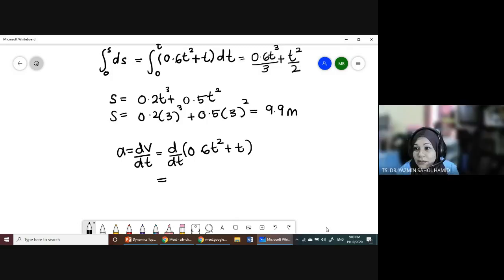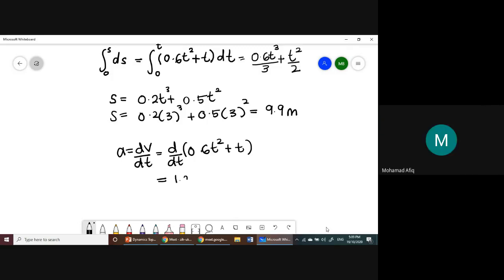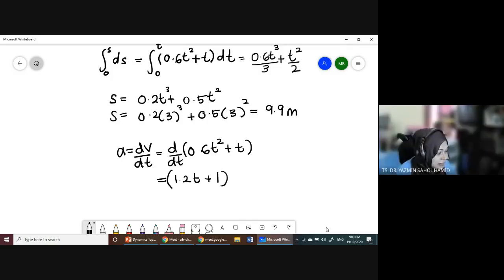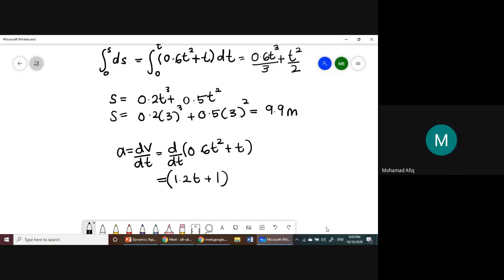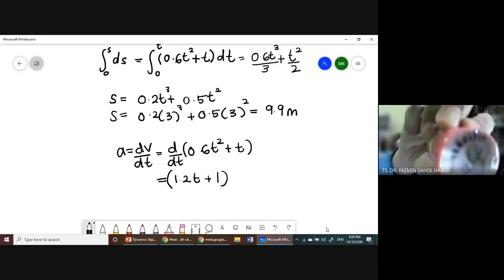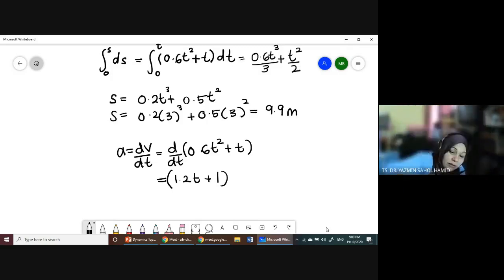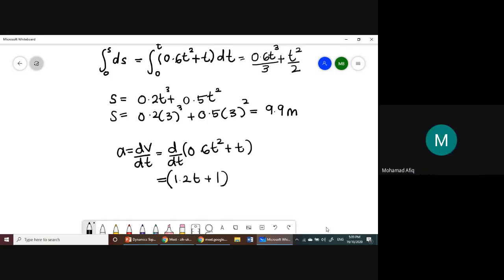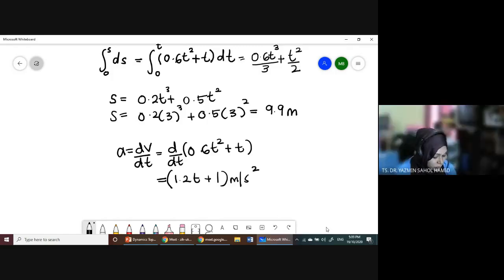1.2 T plus 1. Yes, excellent, plus 1. Okay, here you go, another terrific star for you. So 1.2 T plus 1. What unit is it, Afiq? What unit is for acceleration? Meter per second squared. Yes, meter per second squared.